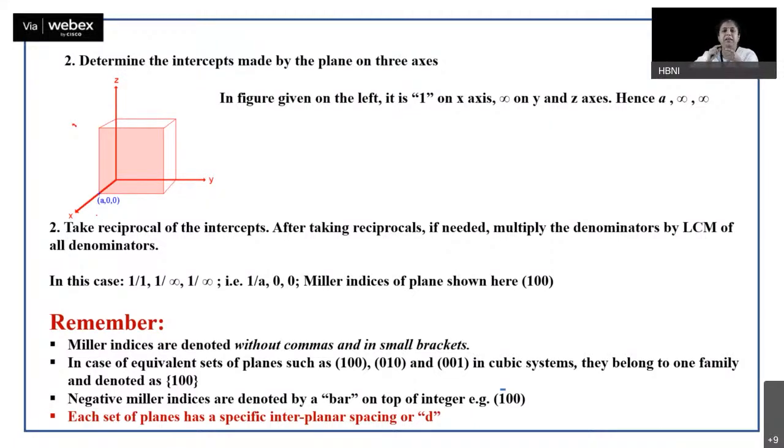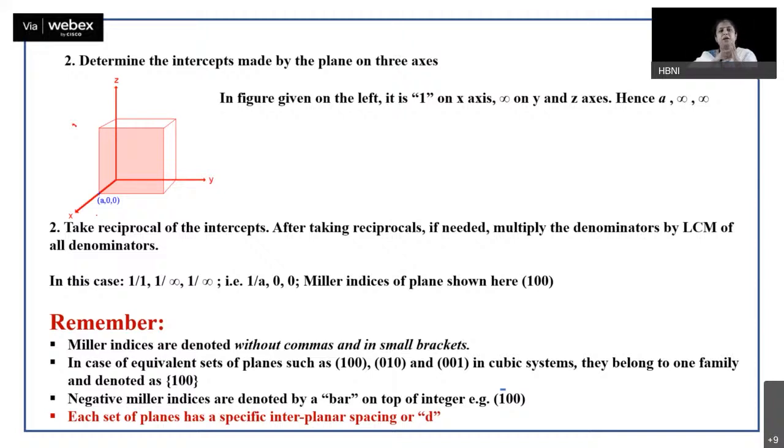But if A, B, C were not equal, then 1 on A would have a different meaning than 1 on B, and it would have a different meaning than 1 on C. In that case, the three axes are unequal. But when I'm talking about the cubic system, all the three lattice parameters are the same. So 1 on A is equal to 1 on B is equal to 1 on C.